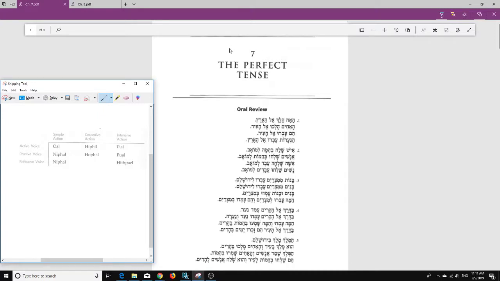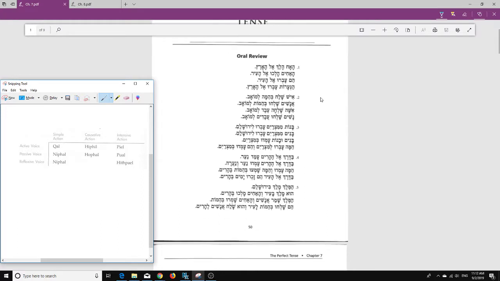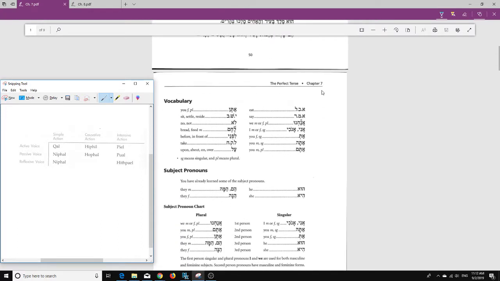In this video we're going to go after chapters 7 and 8. So let's start out actually over here. You've already learned some of the verbs in the perfect tense, just the simple verb. Before we move on, I want to point out something to you about these verbs.